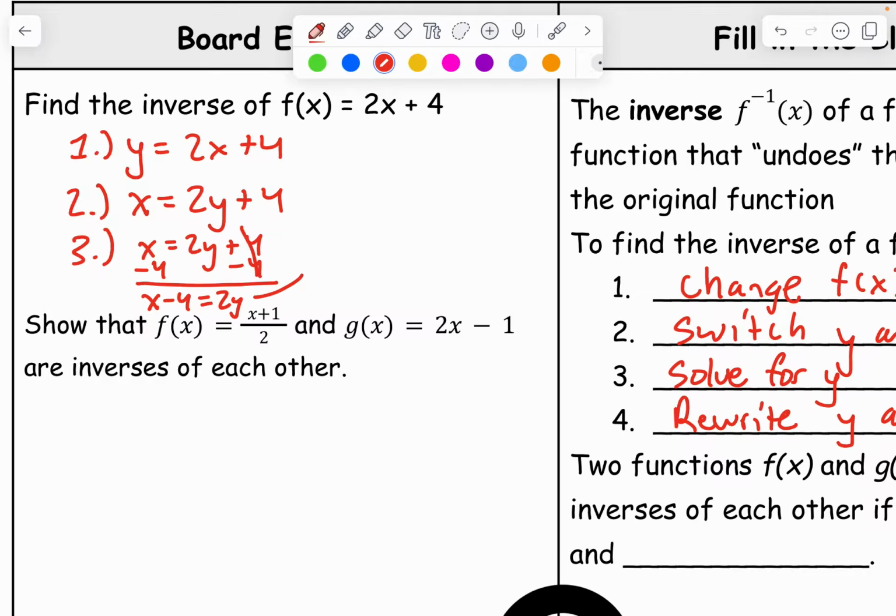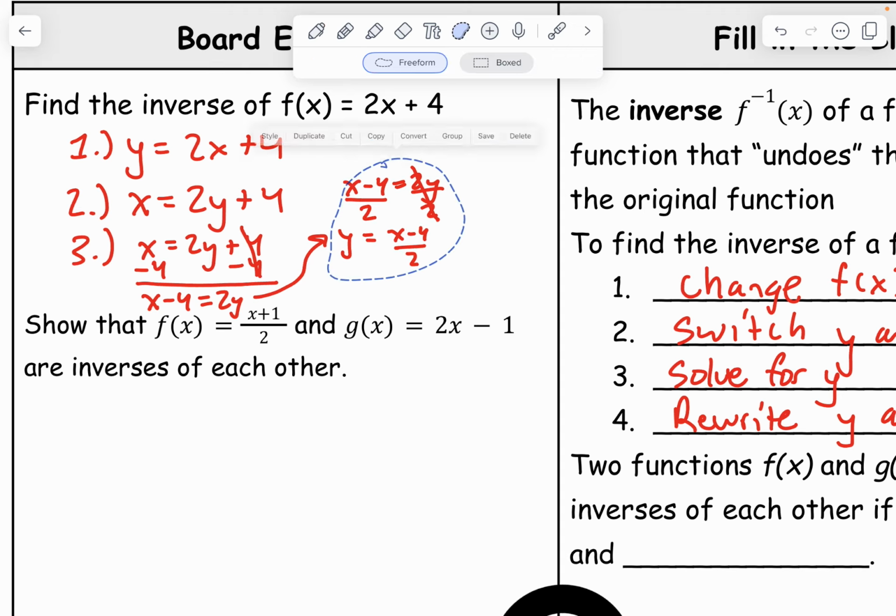And then continuing that work up here for number 3, if I have x minus 4 equals 2y, to get y by itself, what's the final step? I'm just going to divide by 2 on both sides because that will help me cancel out the value in front of y. So that means that y is equal to x minus 4 over 2, okay? And that's step 3 done. We have now solved for y. We wrote f of x as y in the first step, we switched x and y, and then we just solved to get y by itself, okay?